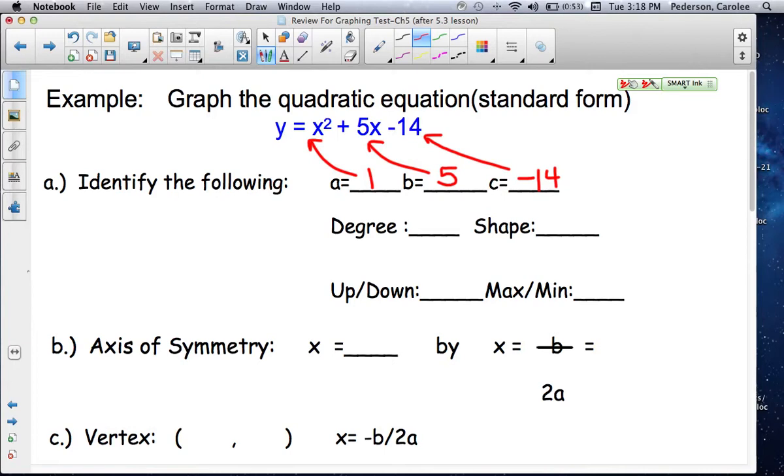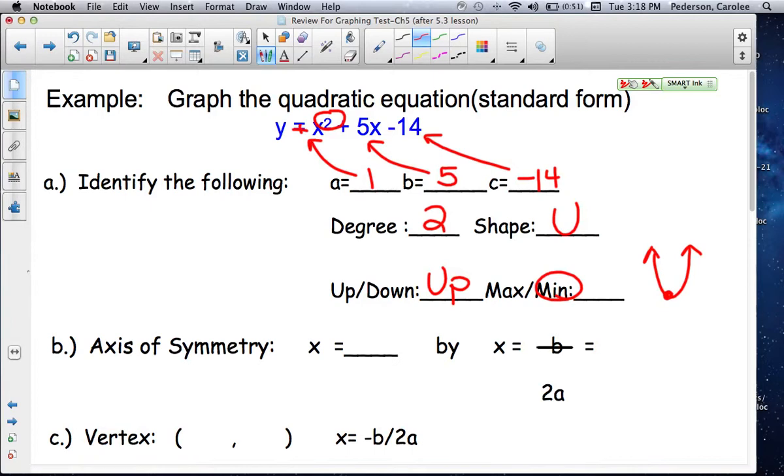Then remember, the degree of this parabola is 2, which is x squared, and then the shape is a u. Now remember from one of our earlier slides, if my leading coefficient is a positive, which it is, it's going to open up. If it's a negative, it's going to open down. Now remember, since my graph opens up, it's going to have a minimum point, which we call our critical point right there.